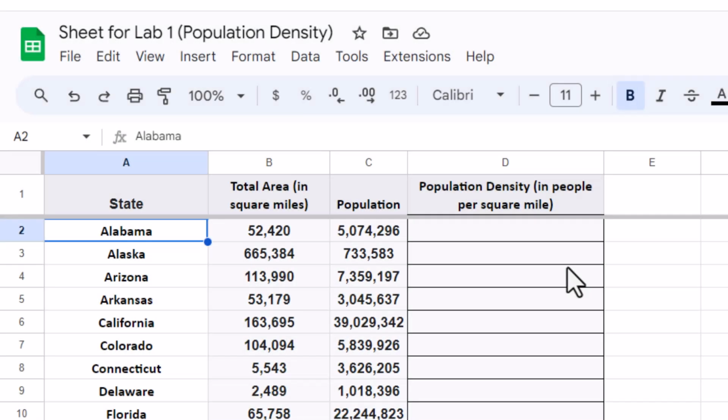Hello, gamer friends! So here we are in our lab for population density, and I just wanted to give you an idea of what population density is, show you how to do the calculation for it, and then set you loose and have you explore the rest.